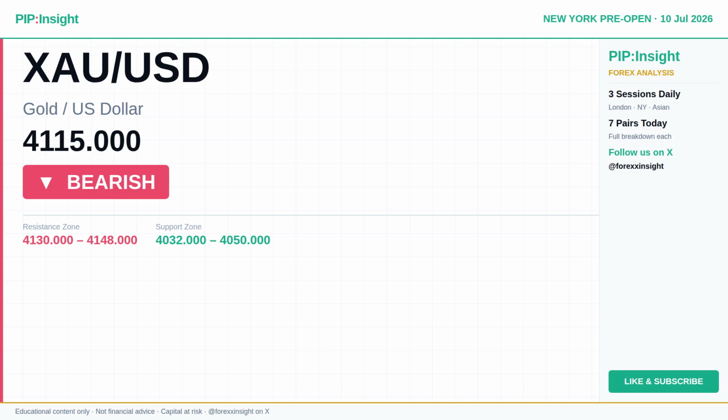So heading into the session, the 2 levels worth watching closely are the overhead resistance zone between $4,130 and $4,148, that's the ceiling that's repeatedly capped recoveries, and the structural floor down at $4,032 to $4,050. Everything in between is the battleground. Stay patient, stay observant.